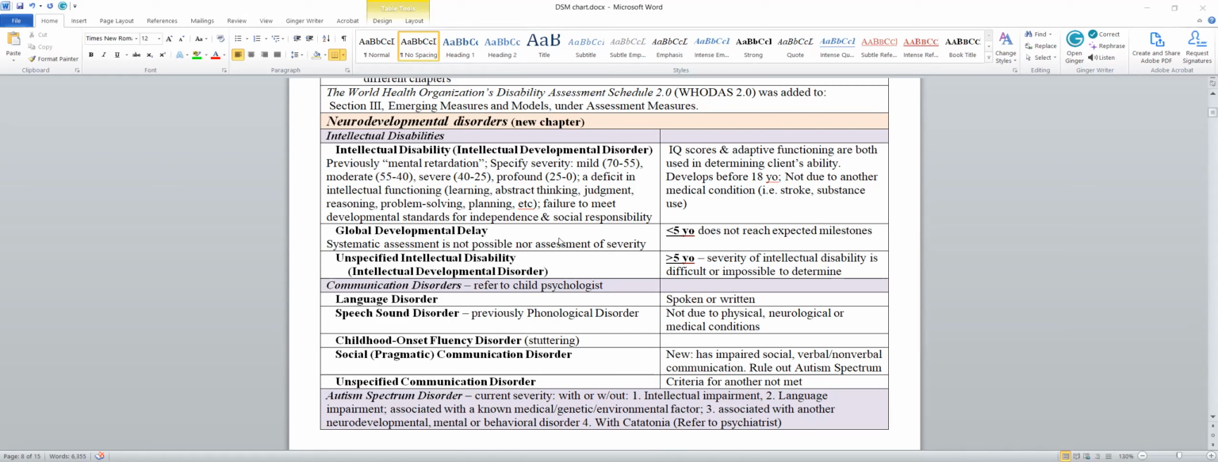Child onset fluency disorder, stuttering. Social pragmatic communication disorder is new, has impaired social, verbal, and nonverbal communication, and would need to rule out autism spectrum. Unspecified communication disorder is when other criteria for another are not met.